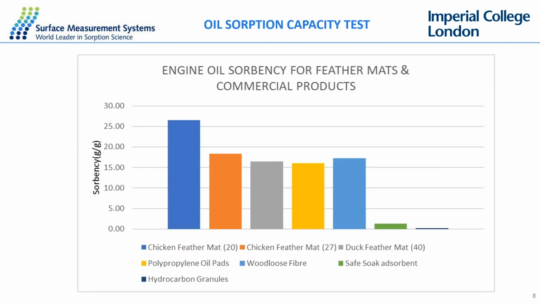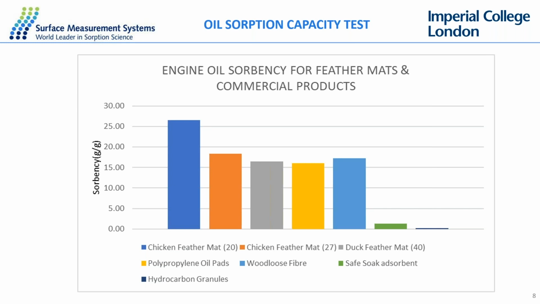And then these were the results that were obtained. In this result, we see that I used different chicken feather mats with a density of 20 kilograms, a density of 27, and then also 40. We see that the chicken feather mat of density 20 had the highest sorbency, about 26 gram per gram. The next product was the woodlows fiber, then the polypropylene oil pad, and the least sorbency was the hydrocarbon granules.